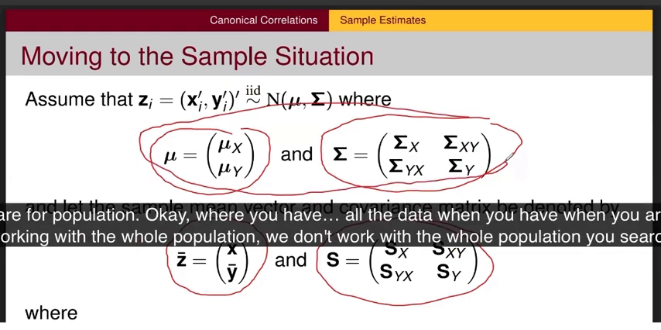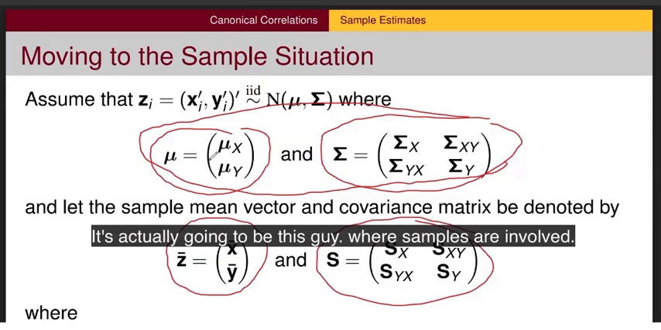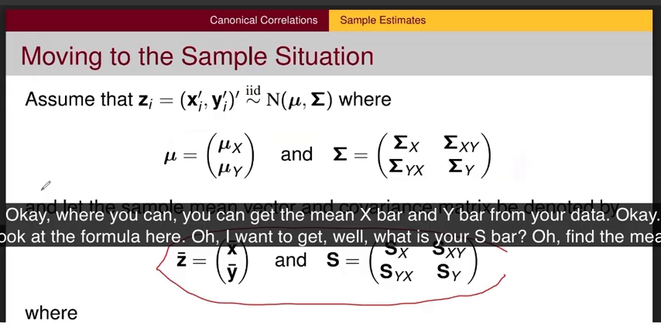Okay? When you have all the data, when you are working with the whole population. We don't work with the whole population in research. We normally take a sample. So the one that we're going to be focusing on is actually going to be this guy, where samples are involved. Okay, where you can get the mean X bar and Y bar from your data.